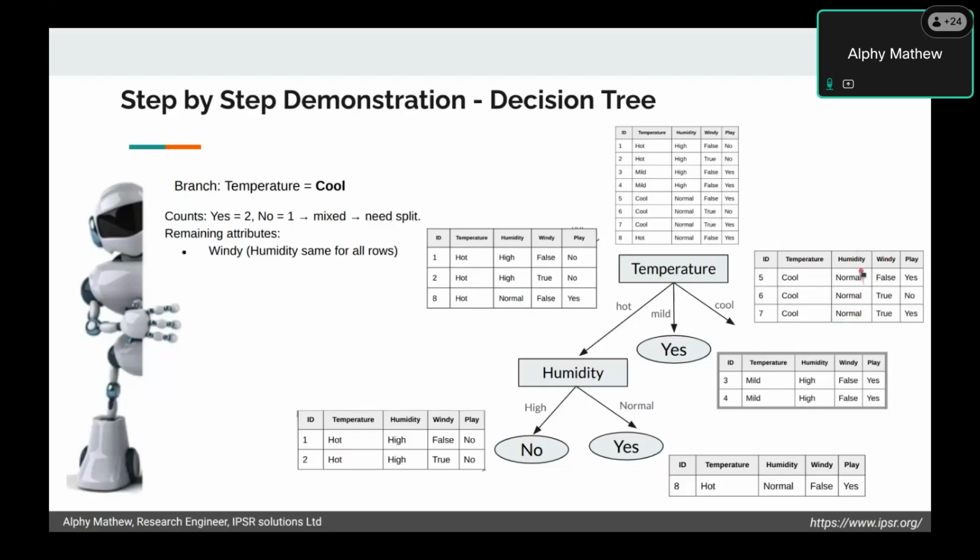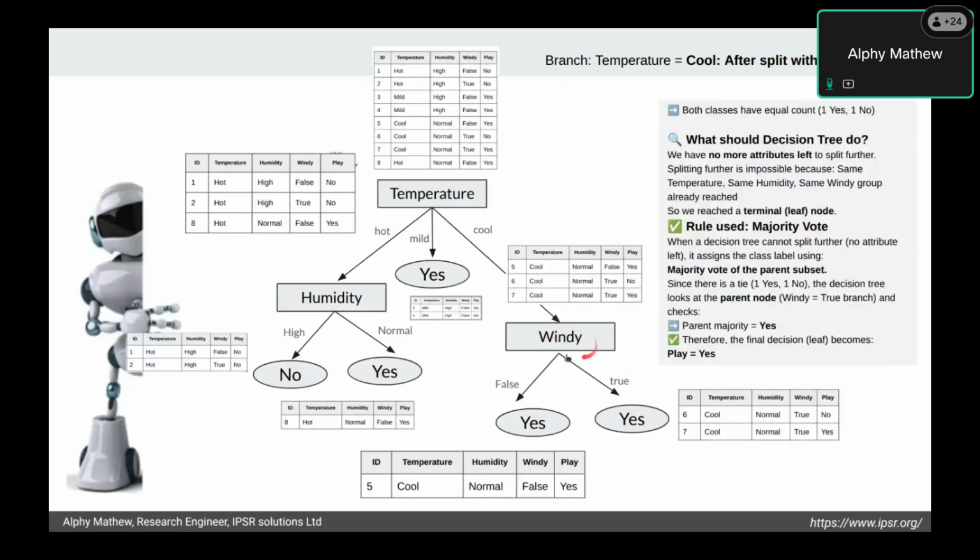When you look here, you can see that the humidity column is pure, all are normal. Then what is the meaning of splitting with humidity? There is no meaning to split with humidity, right? Because in the humidity column, all are normal. Humidity is already taken here, and the remaining attribute is windy. So we can replace it with windy. Look, I have replaced it with windy.